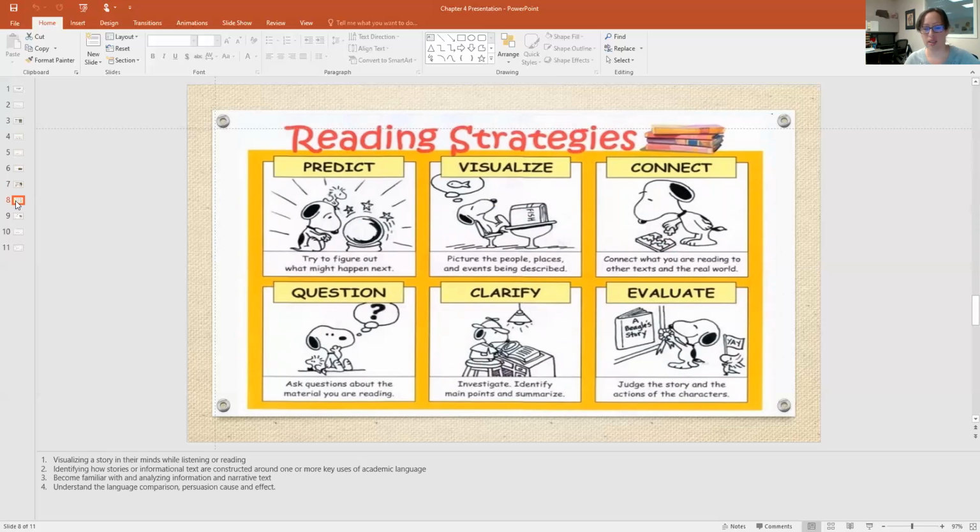When I saw this, I just thought that this picture tells me that reading strategies and the way that we explain it to kids could be more than just words. Pictures help. So, prediction. What is Snoopy doing here? He's trying to figure out what's going to happen next. So he's trying to look for, okay, what is it that I think.